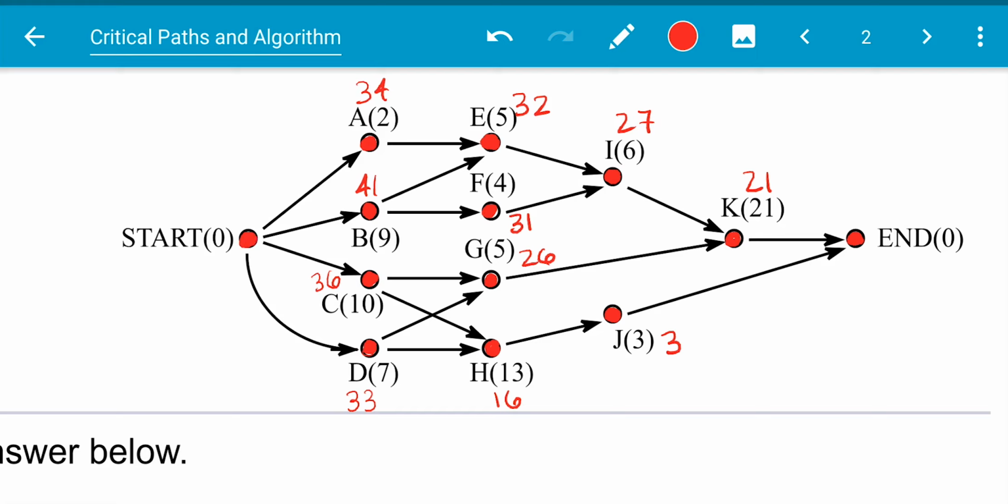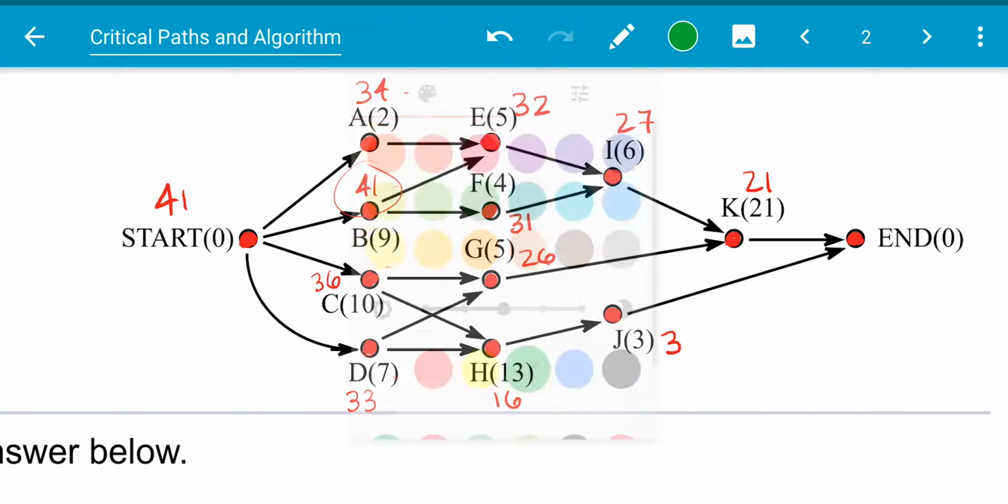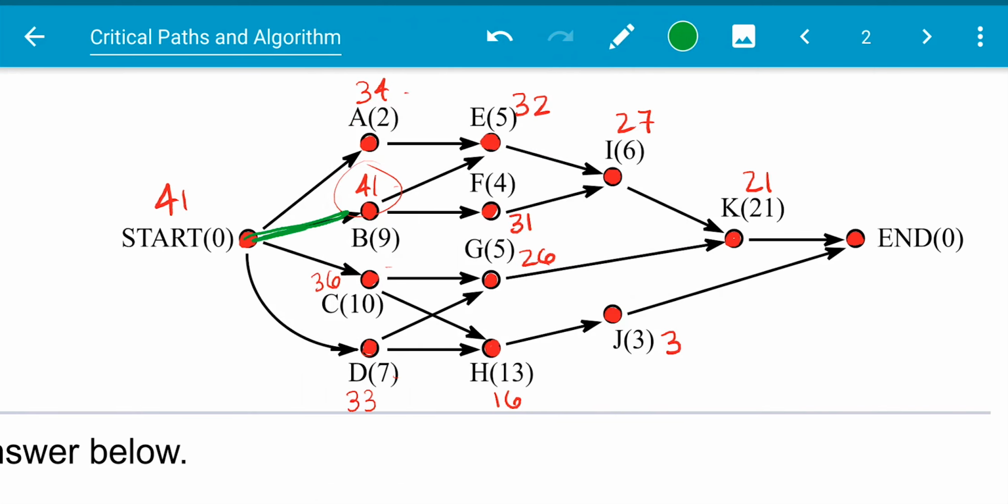So from our start to the finish, we're going to choose the biggest out of these 4 right here. And obviously 41 is the biggest. So our critical time for the entire path is going to be 41. Now let's go ahead and go down there. So we're going to go from start to 41.